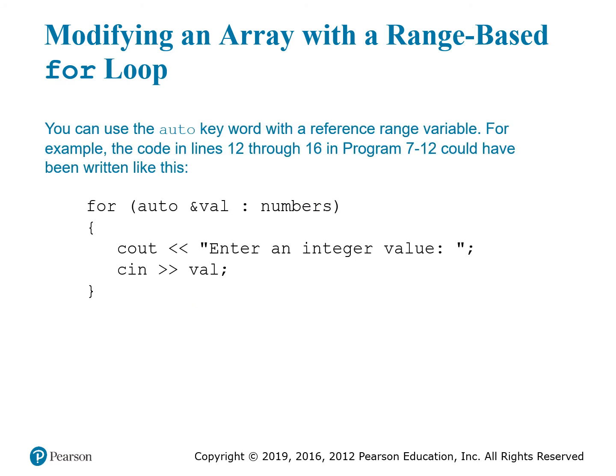Reference range variables can also be used with the auto keyword. I think actually all range variables in this range-based for loop can be used with the keyword auto. Auto will just be assumed to match the type of whatever's in the array. So if we're dealing with an array of ints, auto will set the type of val to int. If we're dealing with an array of characters, it'll be char. If we're dealing with an array of doubles, it'll be double.